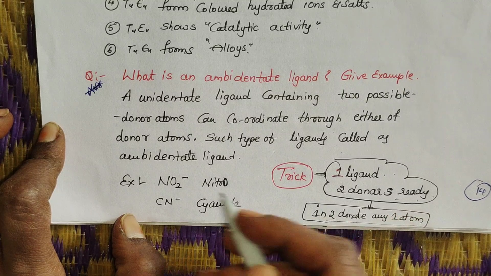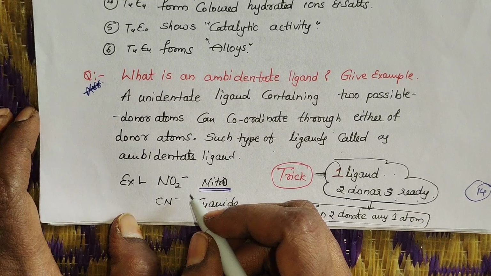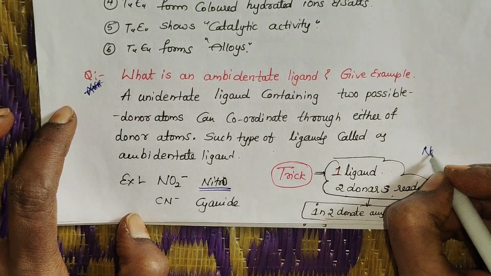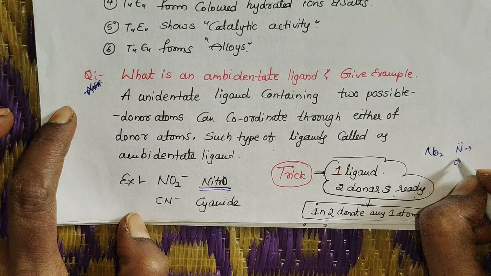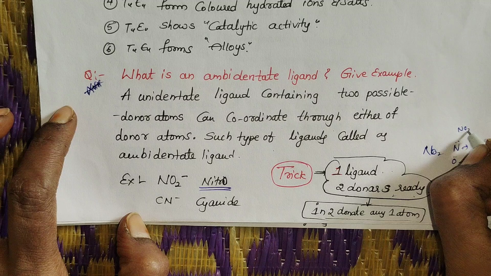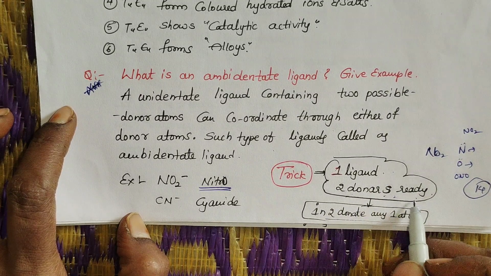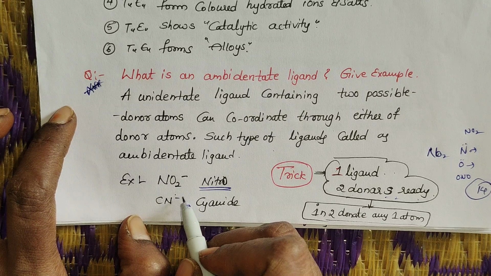If you take nitro NO2, it is only one ligand, but there are 2 possibilities, 2 donor atoms. For example, in NO2, sometimes N is the electron donor, sometimes oxygen is the donor. ONO condition, oxygen donor; NO2 condition, nitrogen donor. So 2 donor sites are ready in a single ligand. This is known as an ambident ligand.